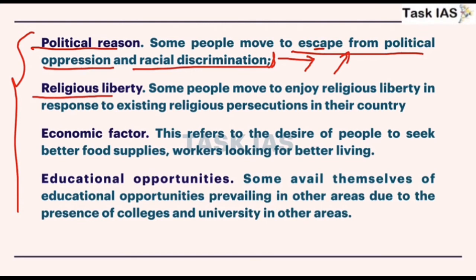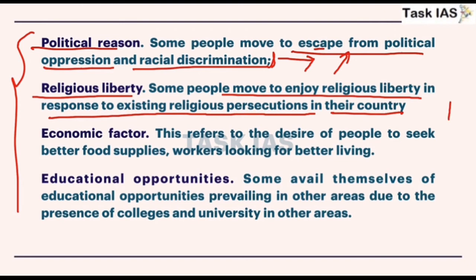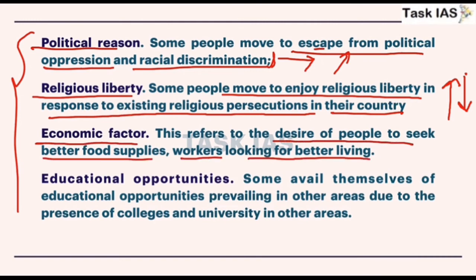Now religious liberty: some people move to enjoy religious liberty in response to existing religious persecution in their country. So if some countries like China, which is famous for persecution of their minorities, if those minorities got their rights, then the social mobility of those communities will increase. Similarly, if any country starts more oppression of their minorities, then the social mobility of those communities will decrease. Now the economic factor: this refers to the desire of people to seek better food supplies, workers looking for better living. So if someone gets a good job, then their mobility increases. And otherwise, you can also consider an example where a businessman lost his wealth and also his property, then his social mobility is downward.